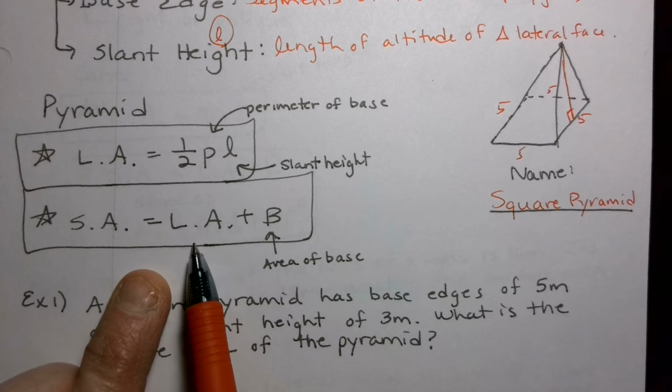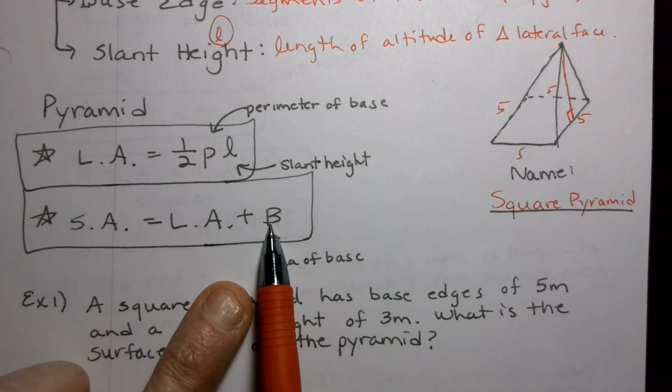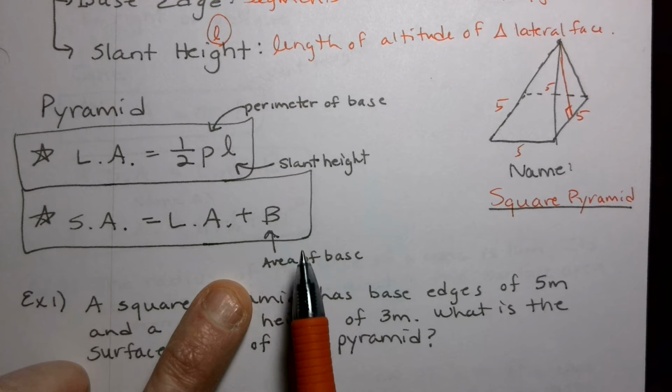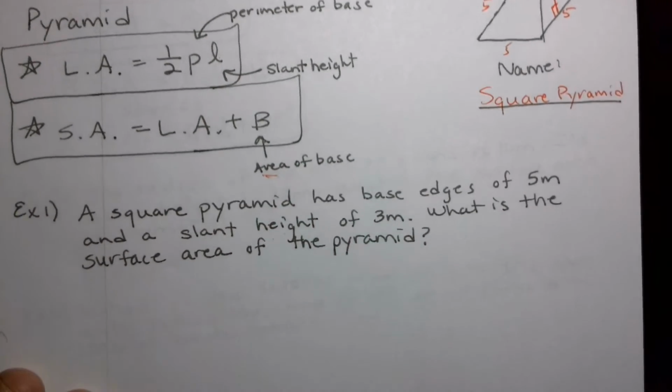Okay, when you look at the surface area, it's of course the lateral area, which you did right here, plus one base, right? That makes sense, guys, right? We don't have two bases, we only have one. So you need to get the area of that base.